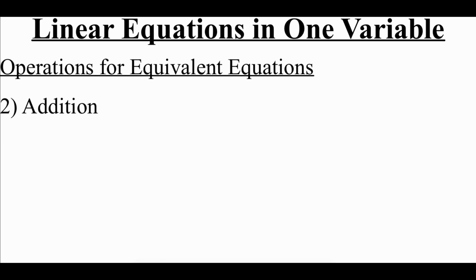Another operation that we can do to get an equivalent equation is using addition. So if we had something like x minus 3 equals 7. Like I said, our goal is to try to get this x all by itself. And right now we've got this minus 3 in here. Well, to cancel out a minus 3, we can add 3. But whatever we do to one side of the equation, we also have to do to the other side. So since I'm adding 3 on the left-hand side, I also have to add 3 on the right-hand side.